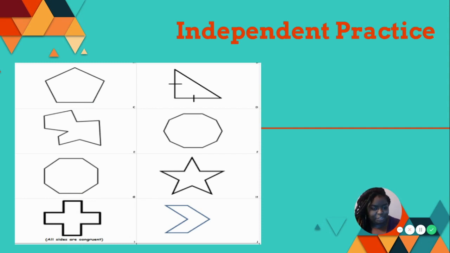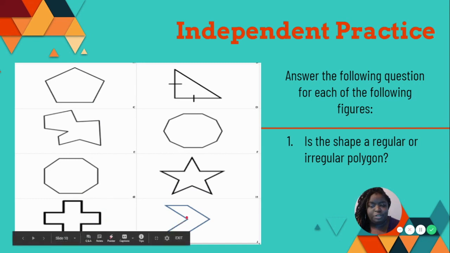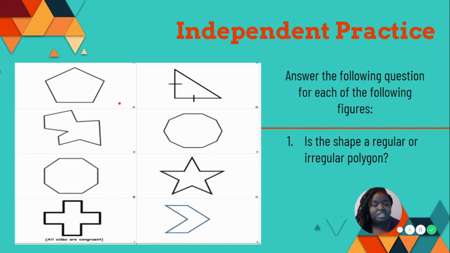So here's our practice question. We want to answer the following question: Is the shape a regular or irregular polygon? We are given 8 different shapes, and what I want you to do is figure out whether these shapes are regular or irregular. Remember, we spoke about both of those 2 different types of polygons in the previous lesson.